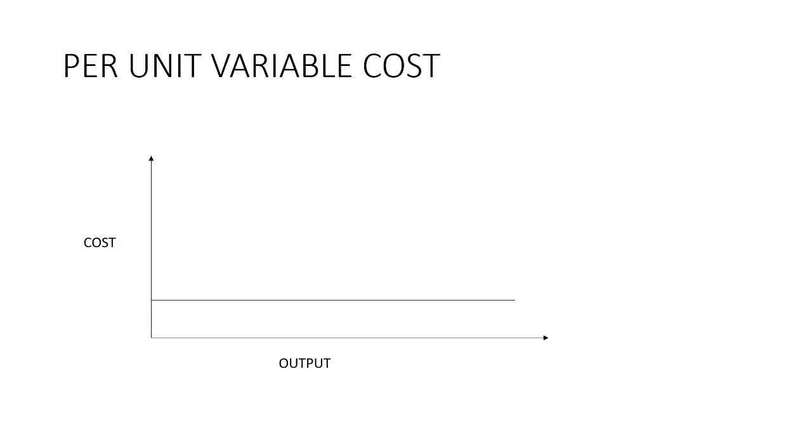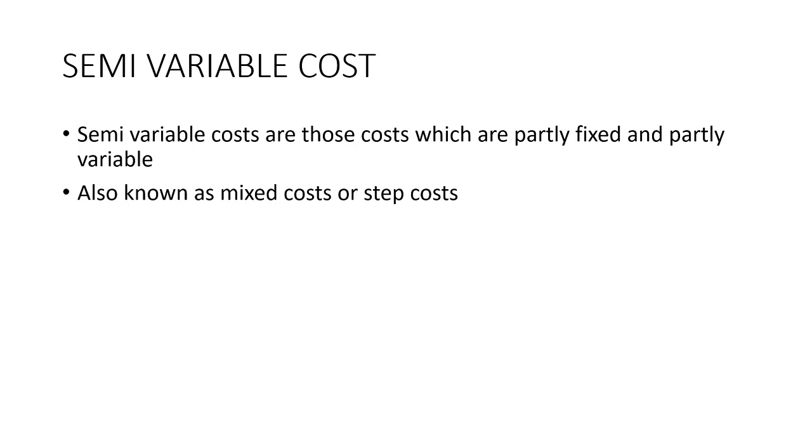Now we'll see the third type, that is the semi-variable or semi-fixed cost. These are the costs which are partly fixed and partly variable. They have both fixed and variable elements.